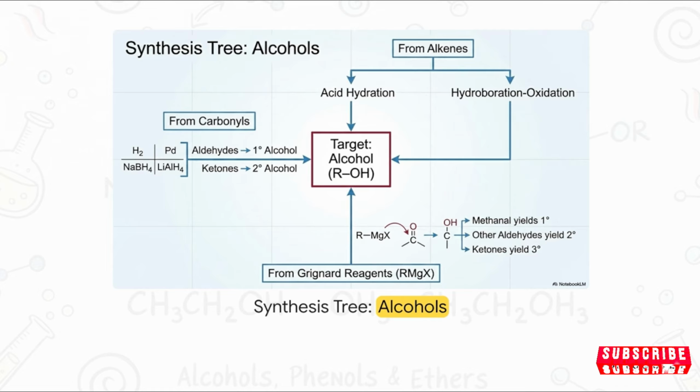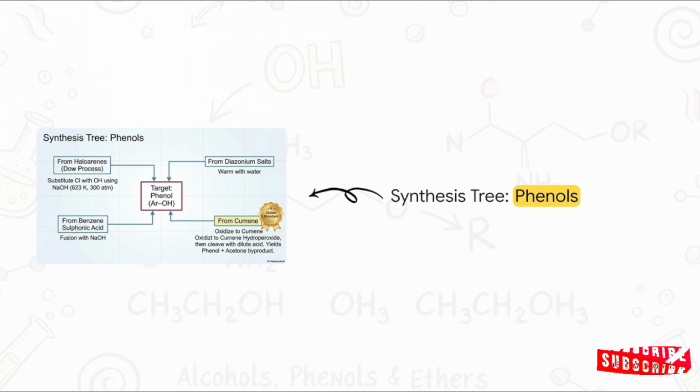And speaking of Grignards, that pathway is extremely high yield for tests because your starting material dictates your product. Methanal gives you a primary alcohol. Other aldehydes yield secondary ones. And ketones, they'll snap together to give you a tertiary alcohol every single time. For synthesizing phenols, there are a few routes, but you really want to lock in on the global standard pathway down there.